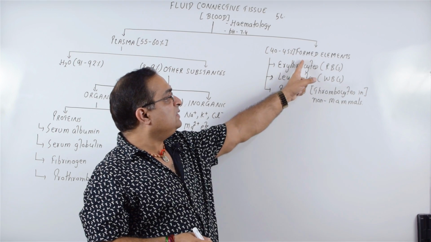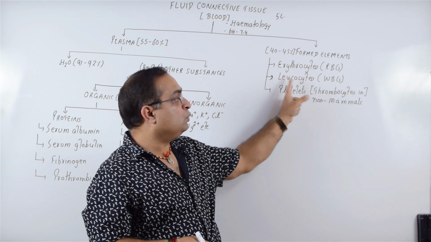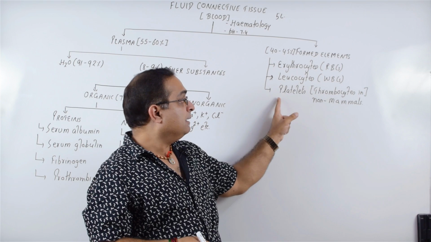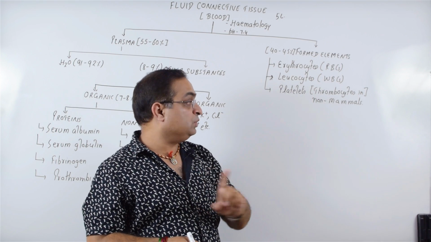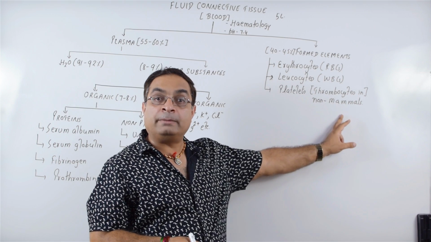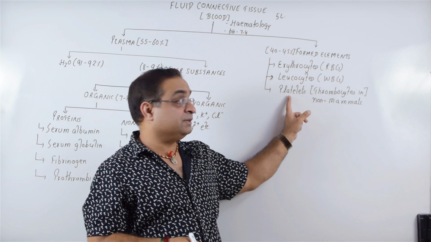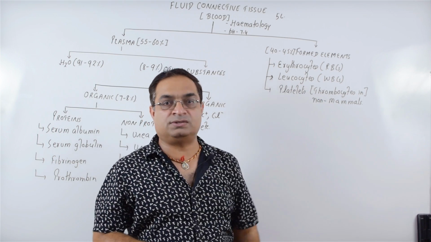So the formed elements include erythrocytes, leukocytes or the WBCs, platelets or the thrombocytes. Remember, the term thrombocyte we use in case of non-mammals. Platelets are without nucleus, thrombocytes are nucleated.